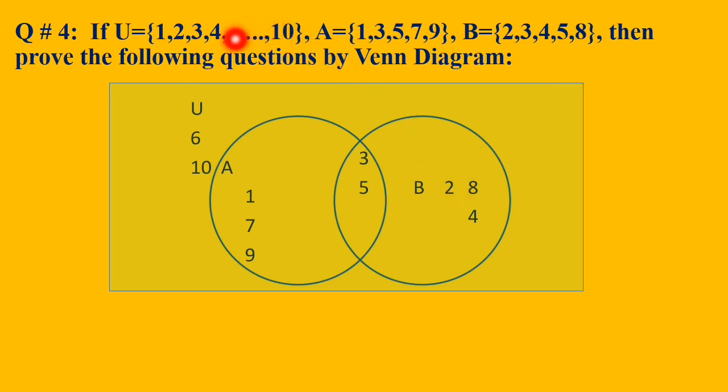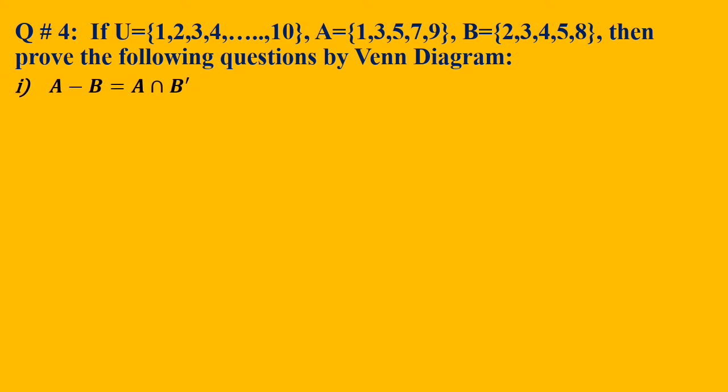And the remaining elements of the universal set, students: you can see that 1 2 3 4 5 are written here, 6 will be written in the universal set, then 7 is here, 8 is here, 9 is here, so 10 will be written in the area of the universal set. So here students, you can see that we have written all the numbers in the Venn diagram. Now let's start our question.